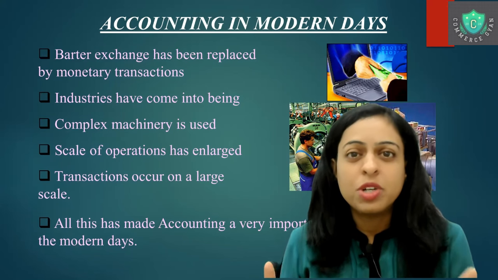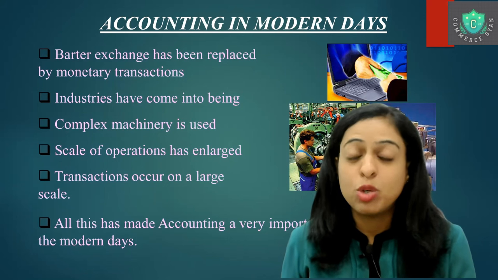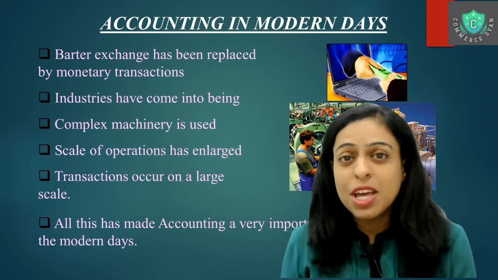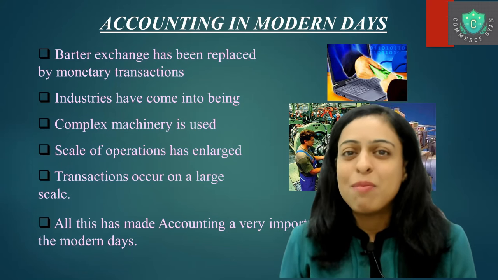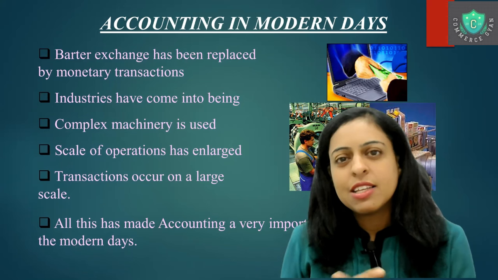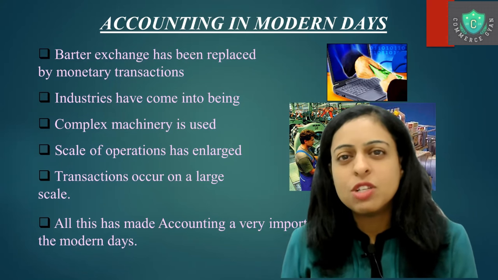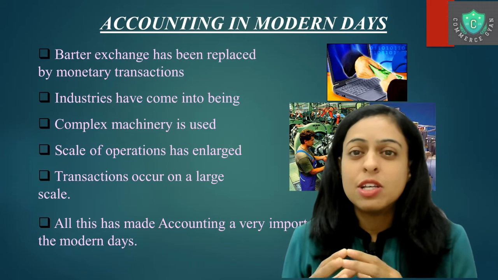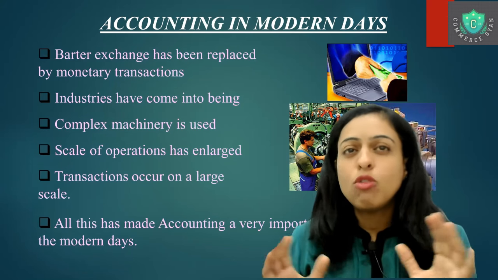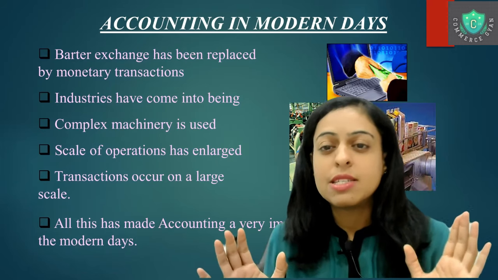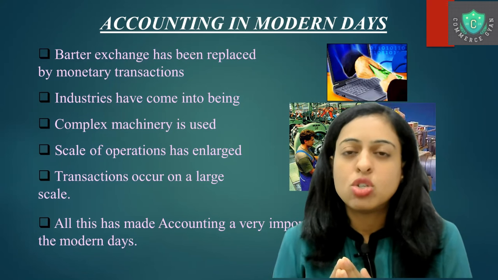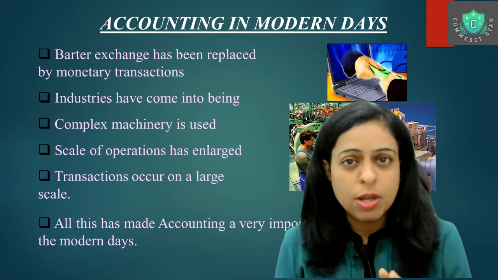Basically, we used to see accounting. Accounting means keeping records. First primary thing in accounting is keeping records. Even if it was barter exchange, they used to keep their records, but those records were in their mind. But today, the things have changed. In the modern world, industries have been formed, complex machineries are installed, and the scale of operations has tremendously increased.